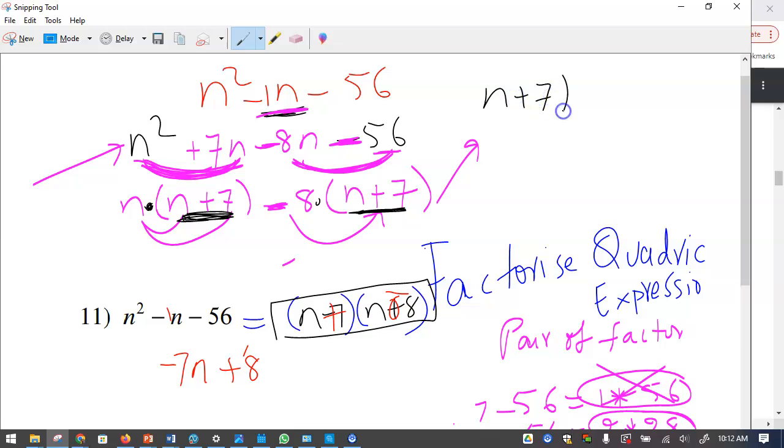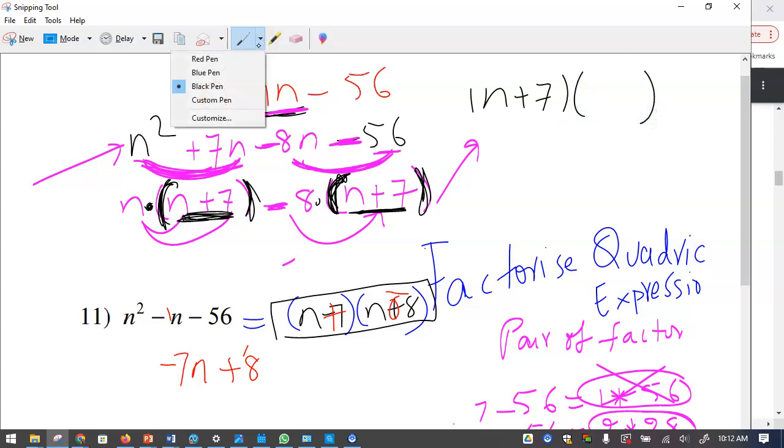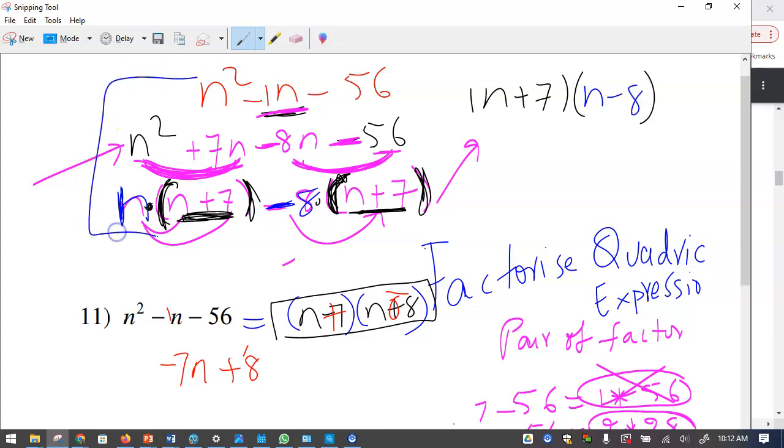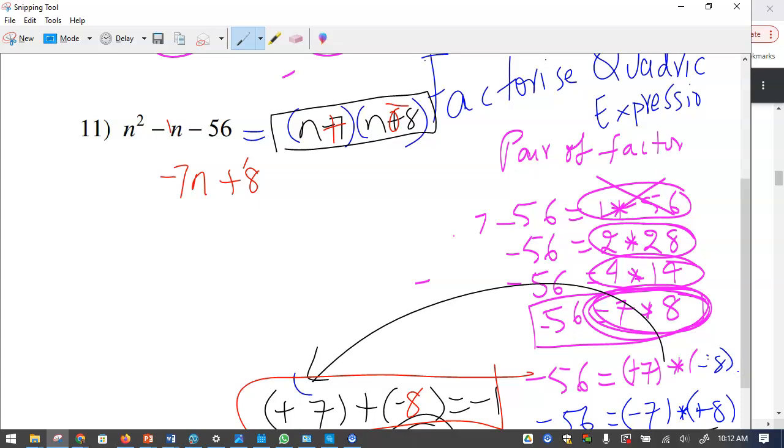So let me use the black color. So this is n plus 7. This n plus 7 is common for both terms. And when you write it, what stays inside will be the blue. So this n will stay and this minus stays, and that's why I write minus 8. So I just thought of showing you the right way. This is the right way, and the one that I showed is just a shortcut. So you just have to put two parentheses. We are going to use this method, the shortcut method.